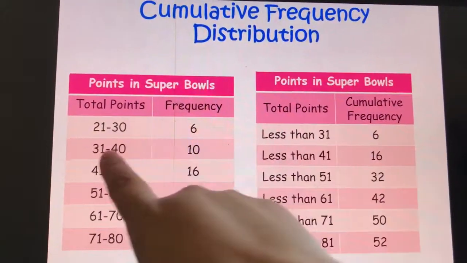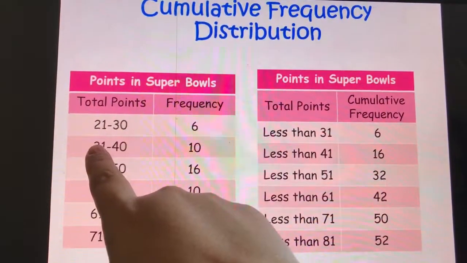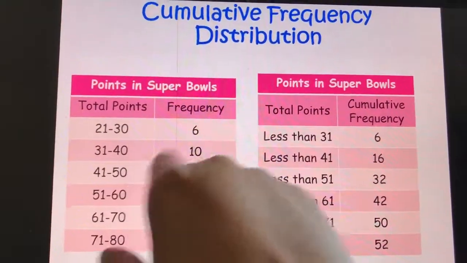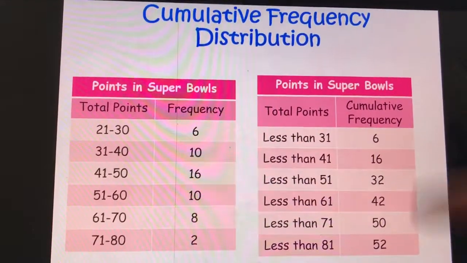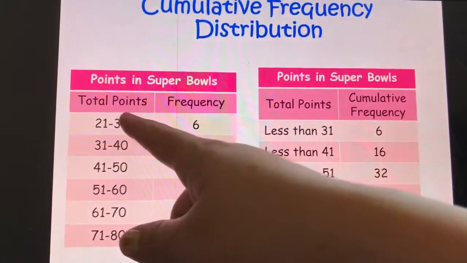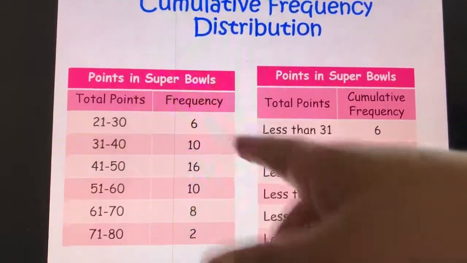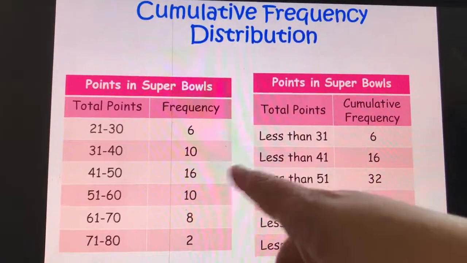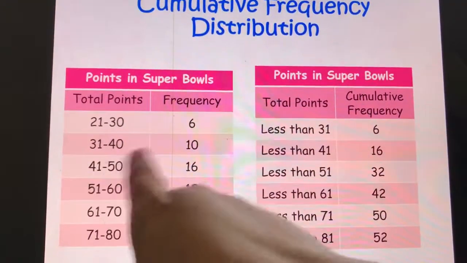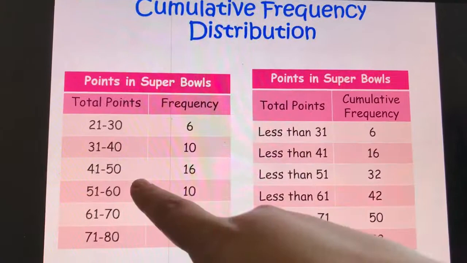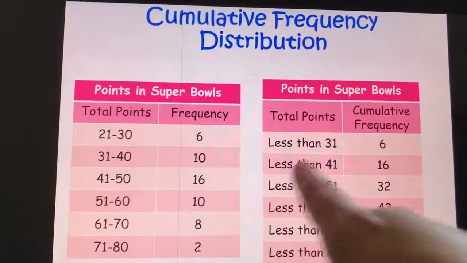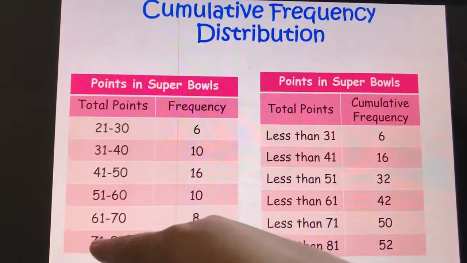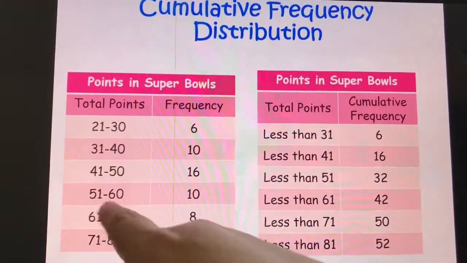Because it's strict. So how many do you have that are less than 31? Well, that would be 6. How many do you have that are less than 41? Well, that would be 10. You could use the 30.5 and 40.5. The answer would be the same. Oh, sorry, I said that wrong. Less than 41 would be 10 plus 6, which is 16. But for these, usually I just write the next lower class limit instead of the class boundary.